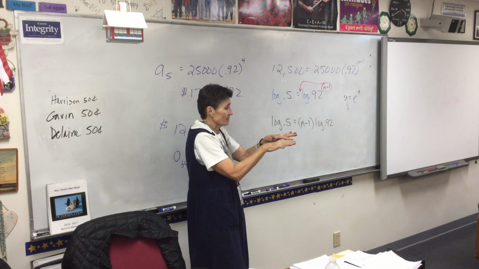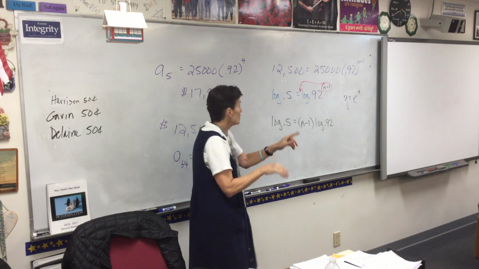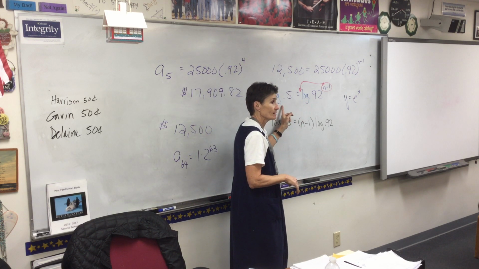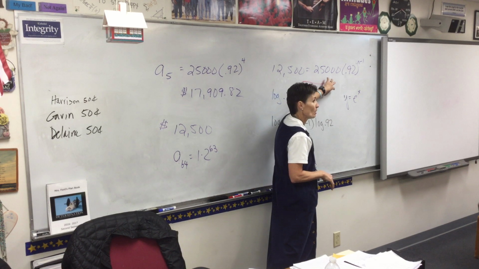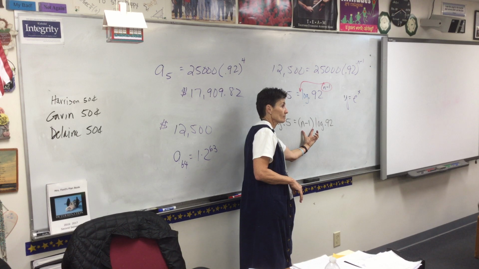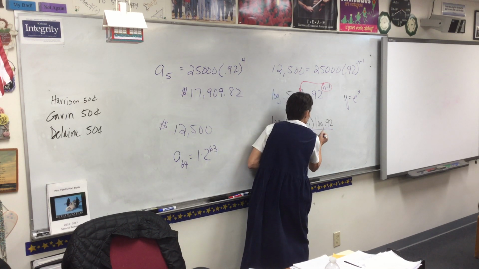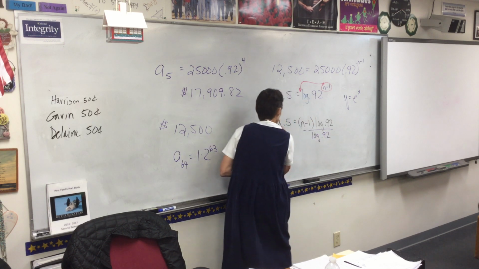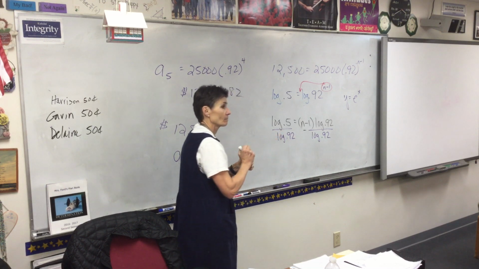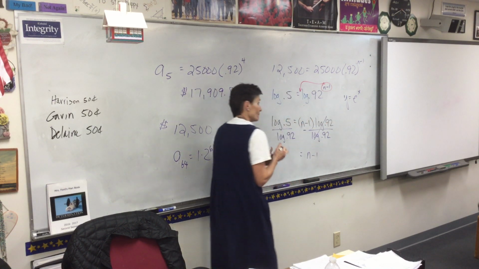This is day 1. Do not panic. I want you to write it down. So the first thing we did was put log in front of both sides. Then the exponent gets pulled out in front. Now I want you to divide both sides by log 0.92. So this is going to cancel. You're going to have n minus 1 equals.